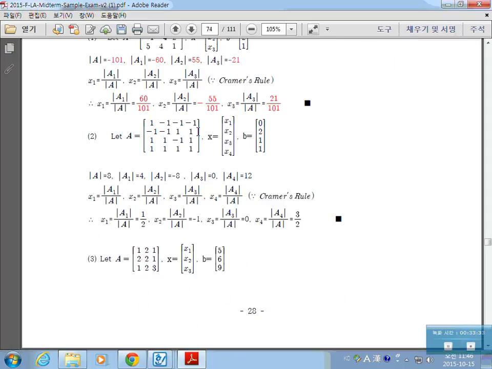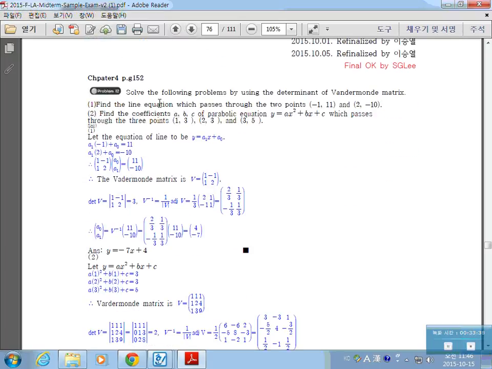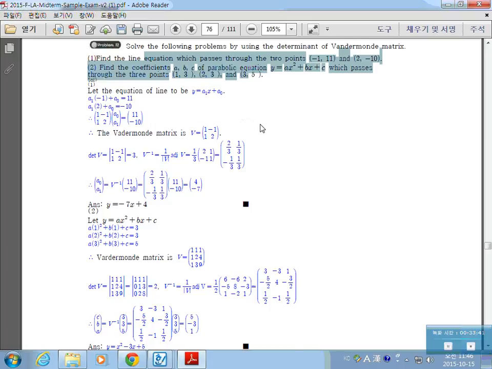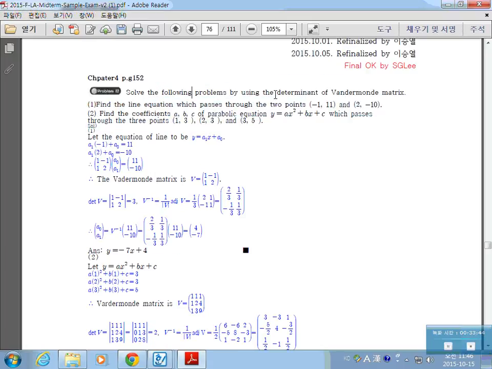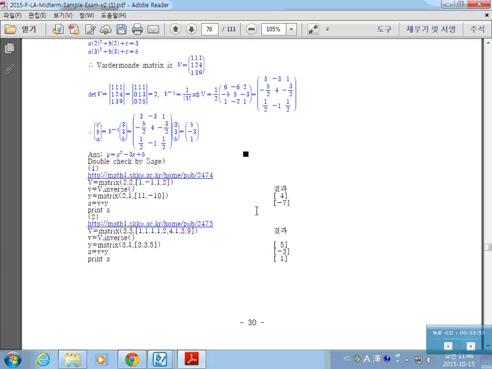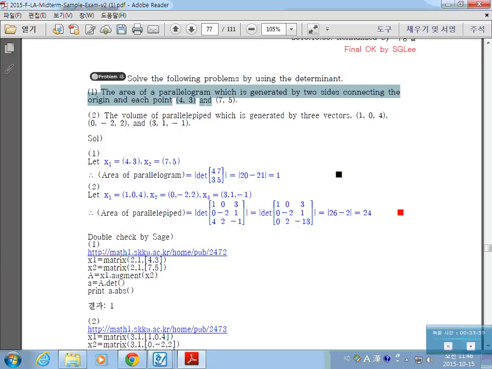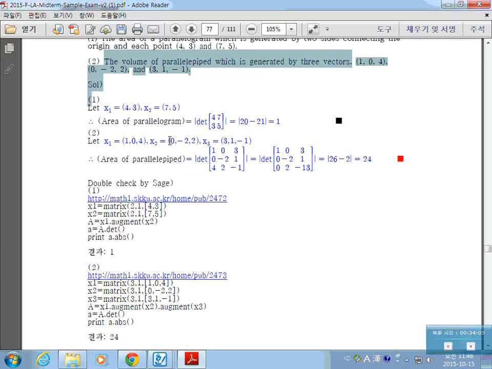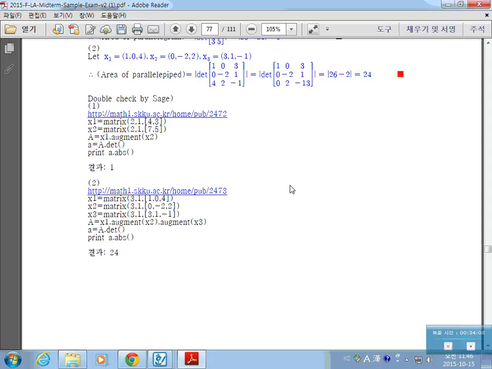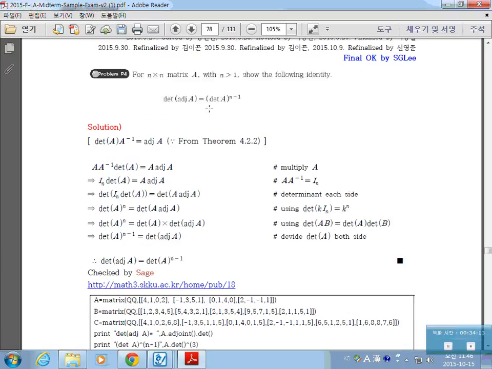You already know it. Those can be done in several ways. And similar problems, some applications of determinants are the Vandermonde matrix and the interpolation. And this is the problem of the application of the determinant. And the same thing, area of a parallelogram and volumes of parallelepipeds can be obtained by computing the determinant of the matrix.